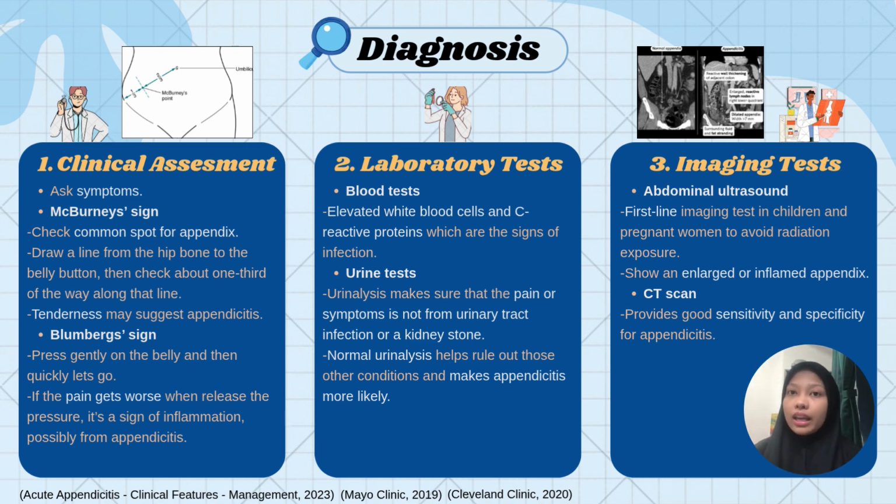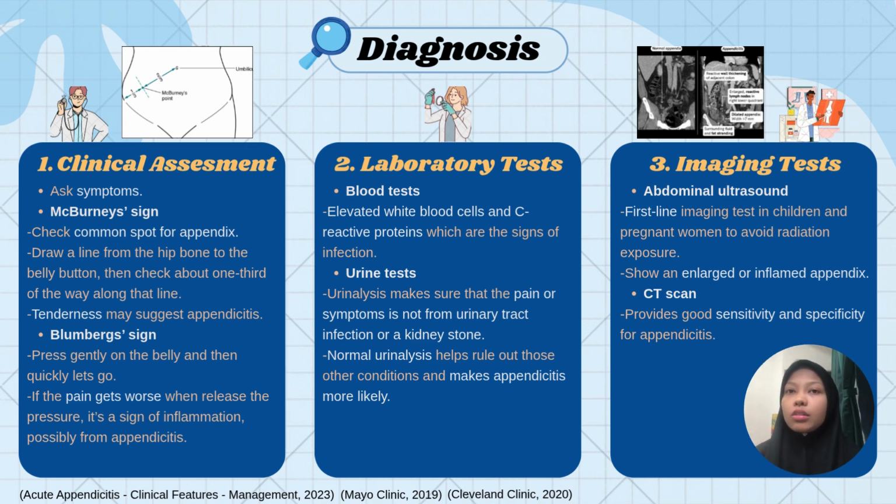Blumberg sign, on the other hand, checks for rebound pain. If pressing and releasing the belly causes pain, it may indicate inflammation. Next, lab tests such as a blood test are done to look for elevated white blood cells and C-reactive protein, which signal infection. Urine tests also help to rule out other diseases that may mimic appendicitis symptoms, like urinary tract infection or kidney stone. Finally, imaging tests help to confirm the diagnosis.